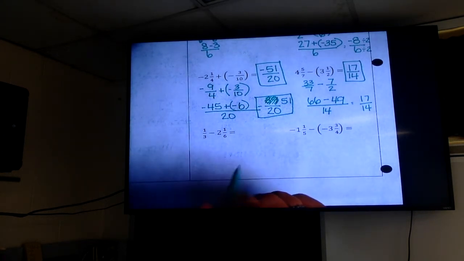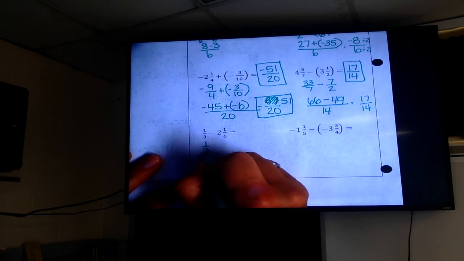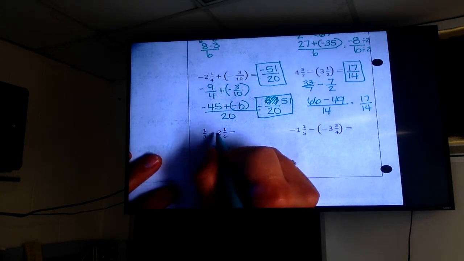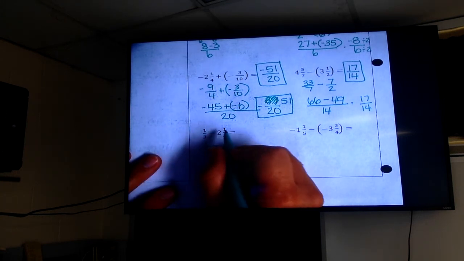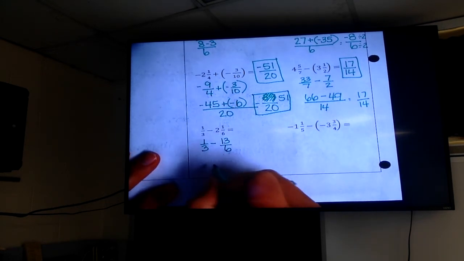So 2 more. Maybe you want to pause it right here and see if you can do these last 2 on your own. If you don't want to do that, you can just keep following me. So this one, I'm just going to bring down 1/3 minus 6 times 2 is 12 plus 1 is 13. So I have 13 over 6.